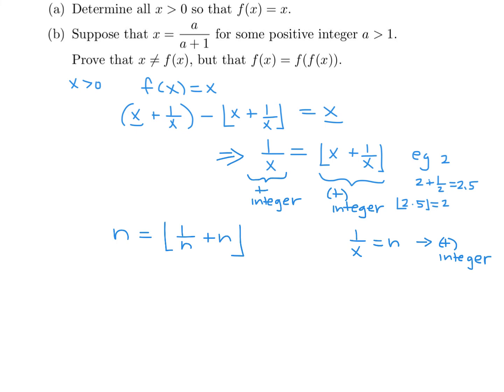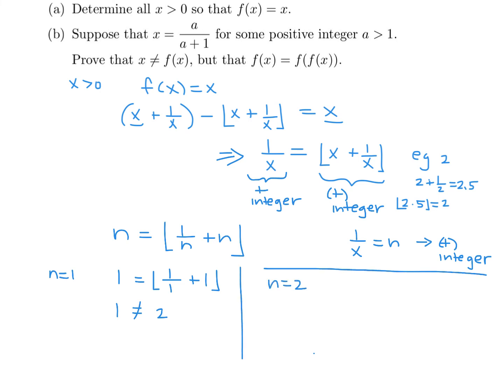So let's try what happens. The smallest positive integer is n equal to 1. So let's see what happens. 1 is equal to ⌊1/1 + 1⌋. 1 is equal to ⌊1 + 1⌋, which is 2, and obviously that does not hold true. So n cannot equal 1. How about if we try n equals 2? If n equals 2, then our equation becomes 2 is equal to ⌊1/2 + 2⌋, and this is ⌊2.5⌋, which indeed equals 2, so that works.